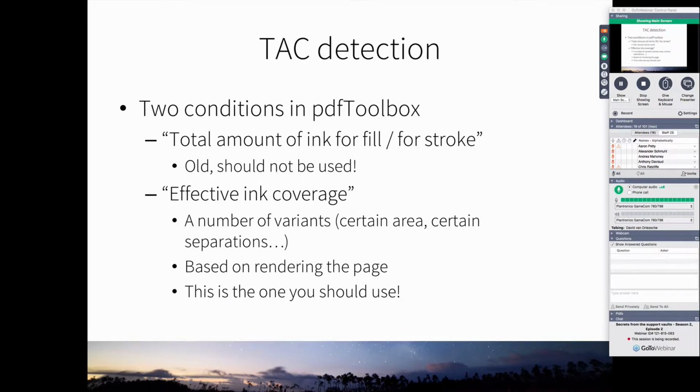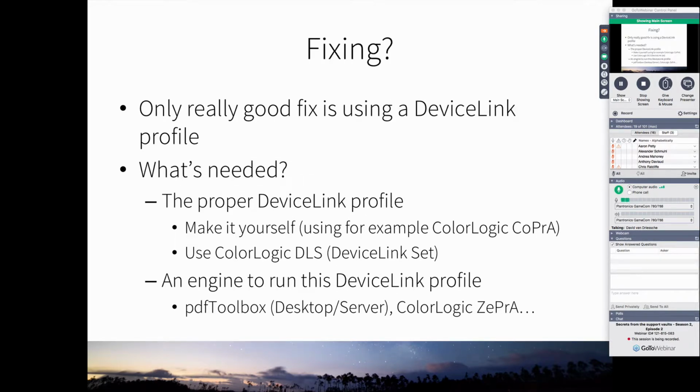Now, what follows from this is the question, how do I fix that? If I have a document where the ink coverage is too high, how can I actually fix that? And what you'll find is that the only really good fix is using a DeviceLink profile, because the DeviceLink profile looks at the whole document and it will do a color conversion of all the objects in that document to a different color space, and that can be used to reduce the amount of ink while you're doing that. Now, what do you need for this? You need two things.